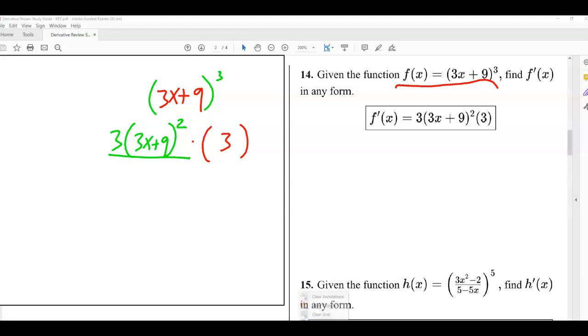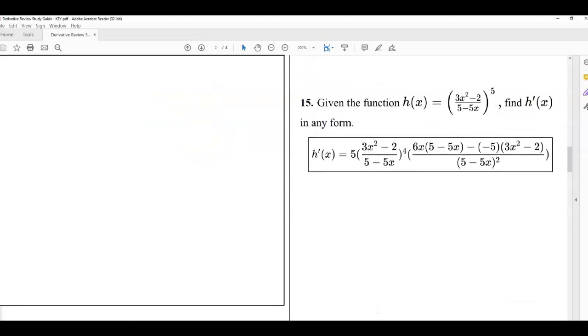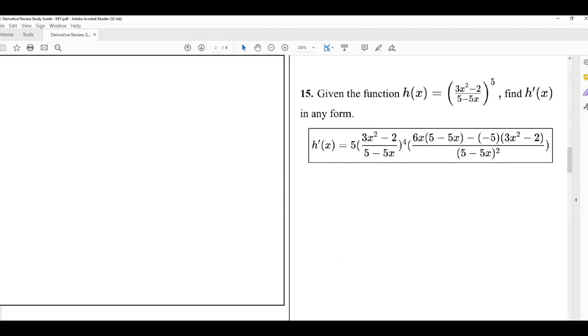All right, moving along to number 15. All right, so this is a hard one. A lot of work to do here. It looks like it's a chain rule with a quotient rule. So we have an inside function here, and to do that derivative, I would have to do the quotient rule. And then we have an outside function. So we're going to do the derivative of the outside multiplied by the derivative of the inside. So let's see how that turns out.